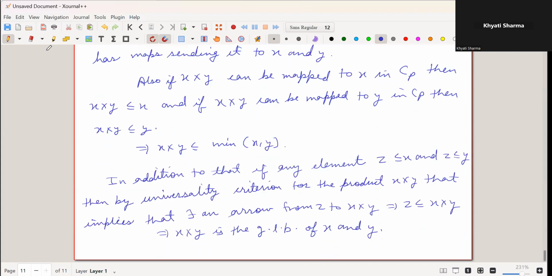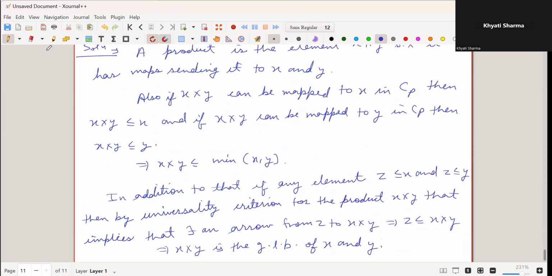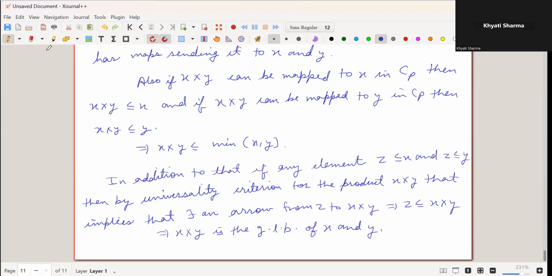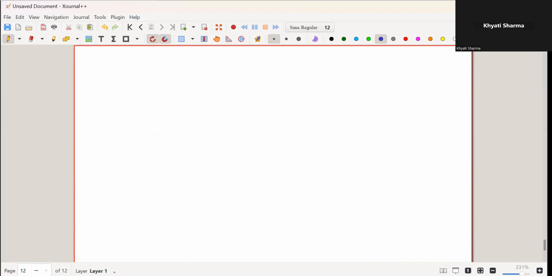Okay, so the second option is correct while the first is not. So we will move to the next question. That is the second last question of this assignment.